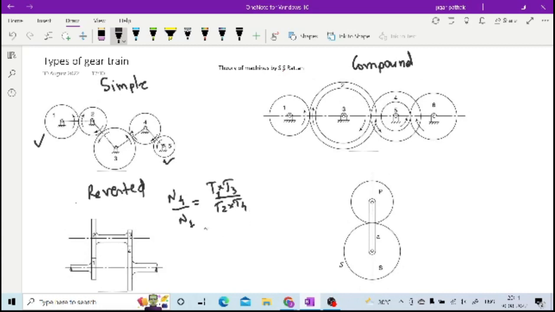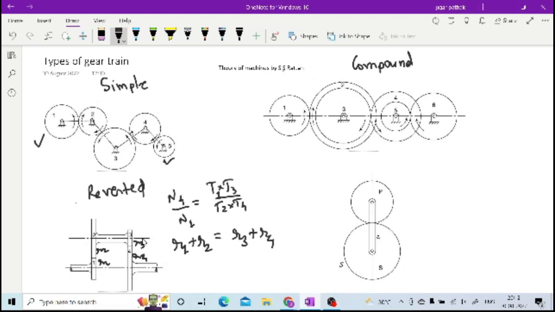But one more important thing in the case of the reverted gear train is that r1 plus r2 is equal to r3 plus r4. 1 and 2 are meeting here and 3 and 4 are meeting here. See here, you have r1, here you have r2, here you have r4 and this is r3. So in order to maintain this center distance, r1 plus r2 must be equal to r3 plus r4. So this is the characteristic of the reverted gear train.